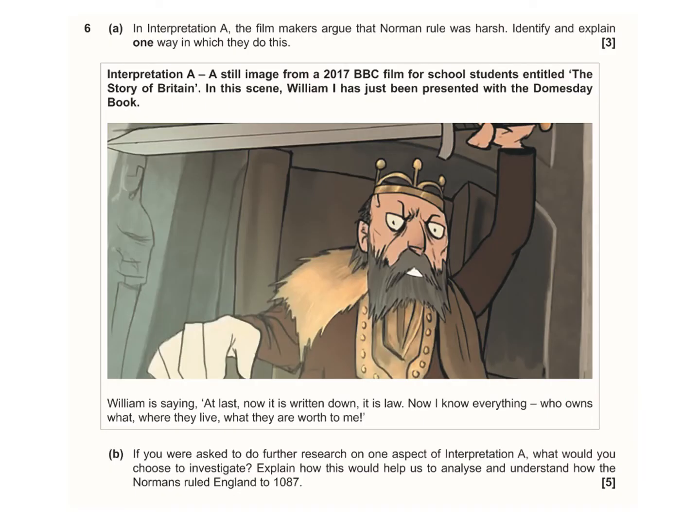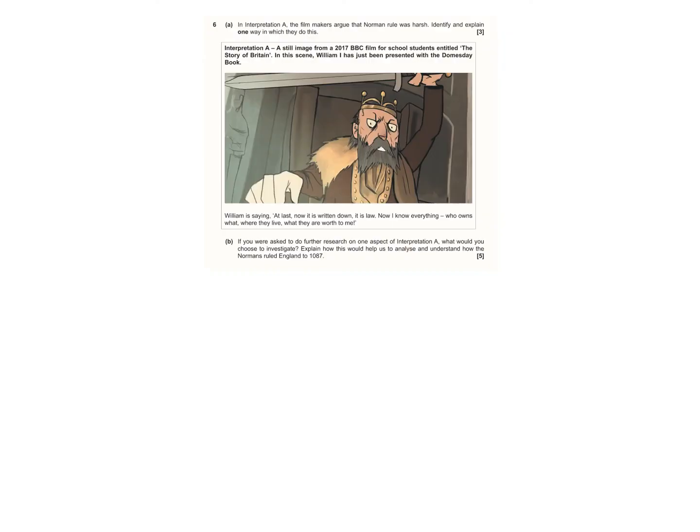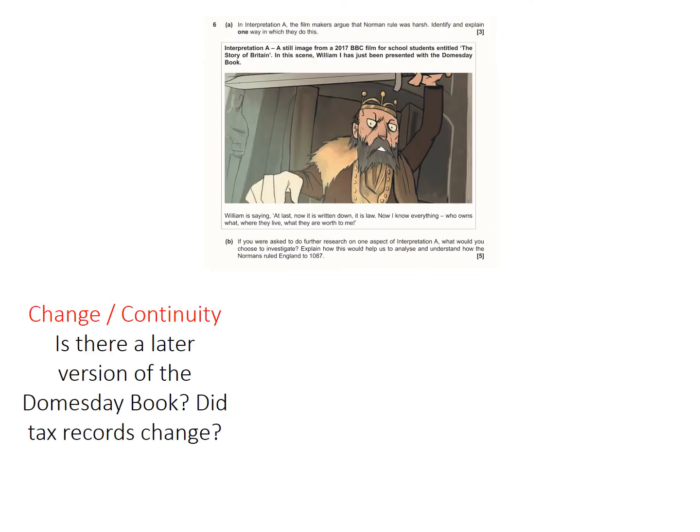Let's look at a third example. In this example, it's an interpretation about Norman rule was harsh. And it's a scene from a BBC film where William looks really, really angry and he's just been presented with the Domesday Book. Again, I'm not interested in the 3-mark, I'm interested in the 5-mark. If I was asked to do further research on one aspect of interpretation A, what would I choose to investigate? Really simple. Let's go through those 3 things again.